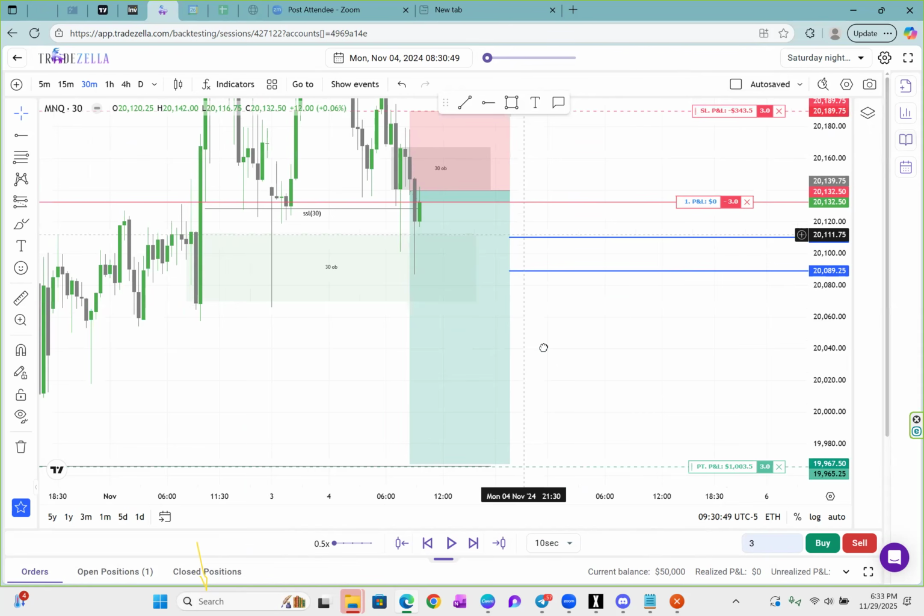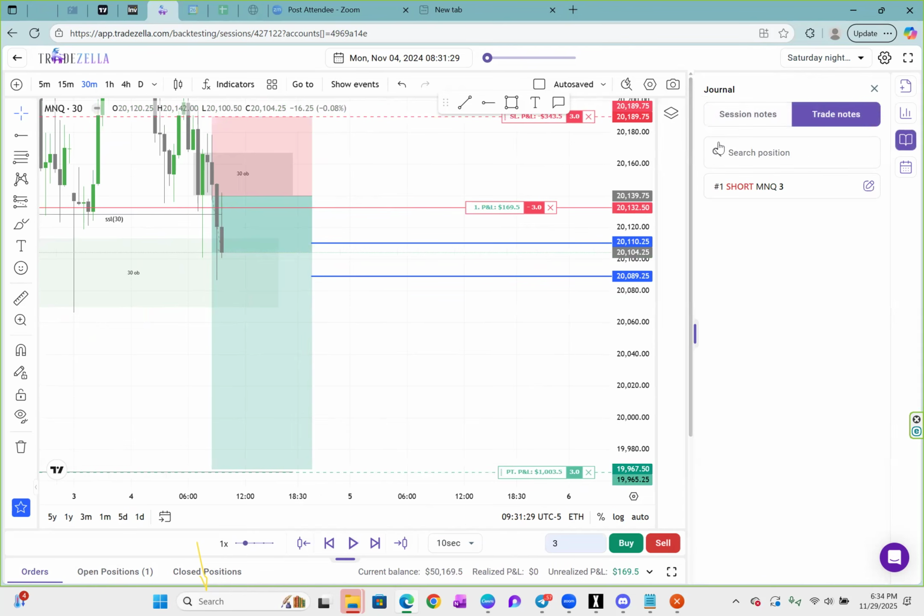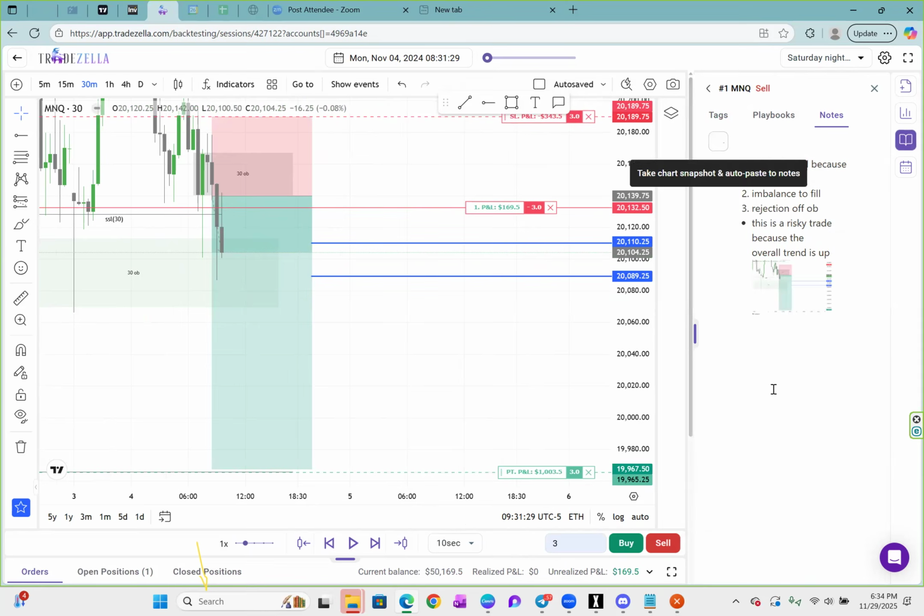All right? So I got TP1 and 2. TP1 is always 30 points. TP2 is always 50 points. So let's see now. I'm going to speed it up a little bit to see what happens. All right? TP1 was hit. So I'm going to go to my journal and I'm going to go to my notes and I'm going to take a screenshot and I'm going to say TP1 plus 30 points hit. All right.